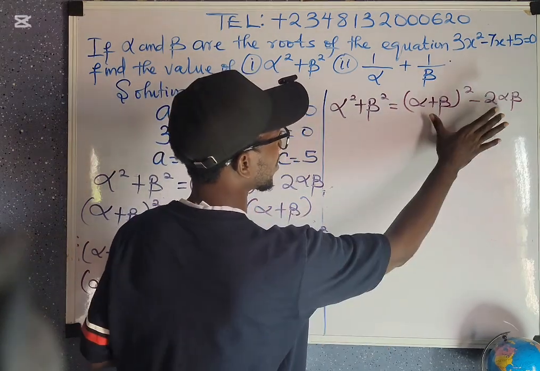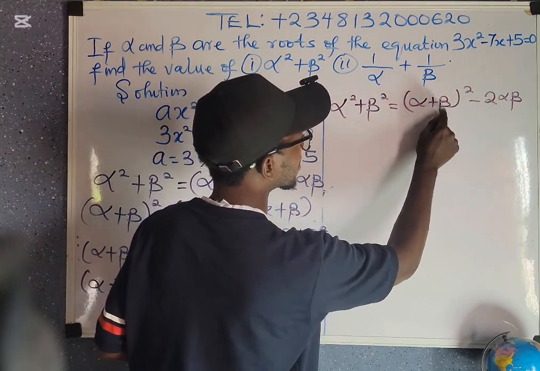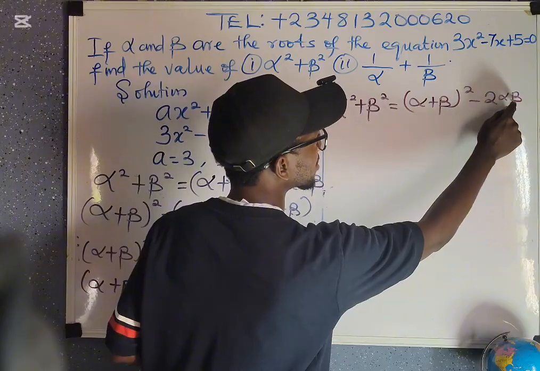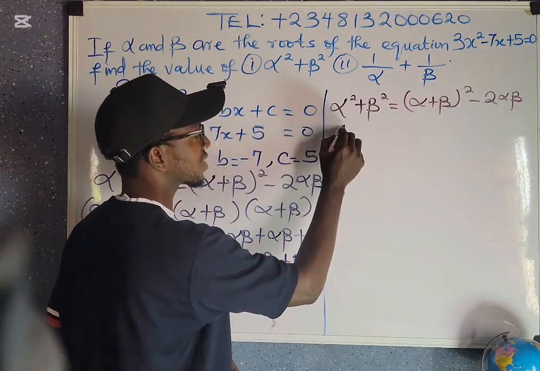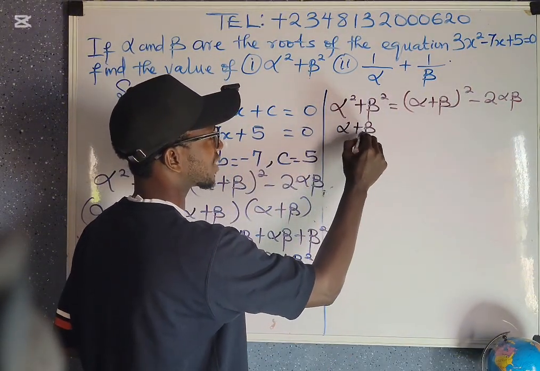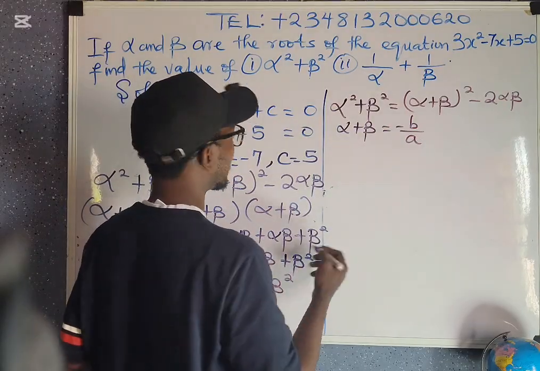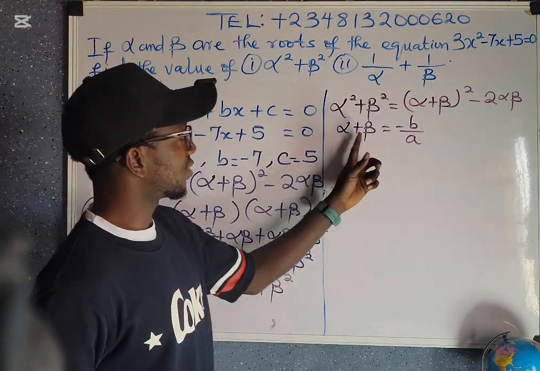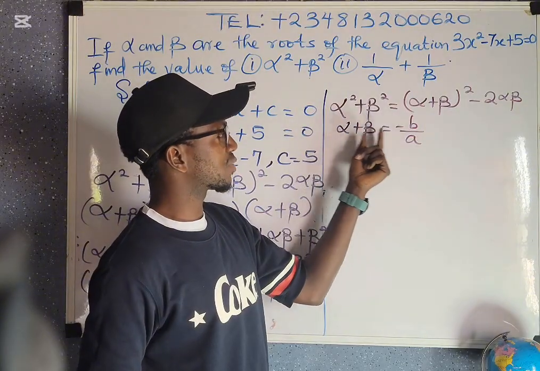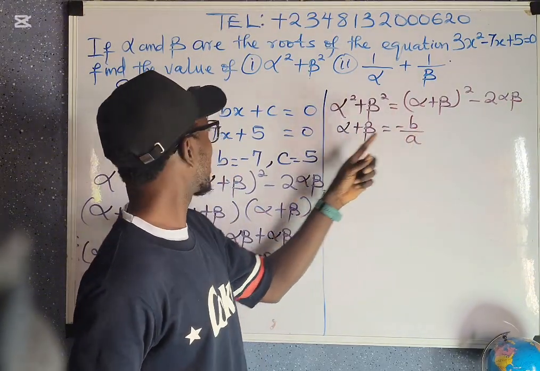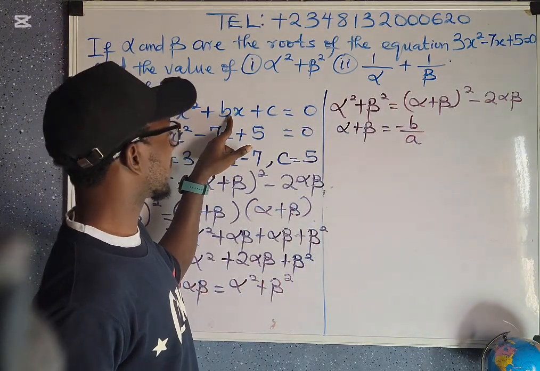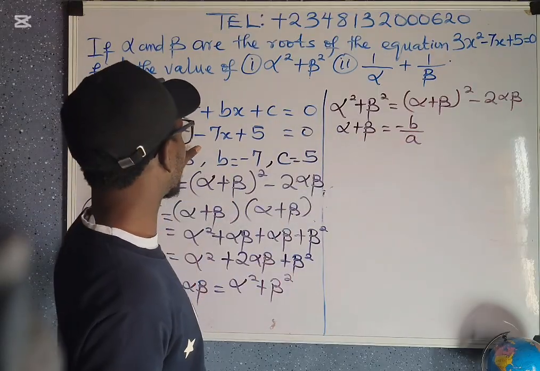Now, if you look at what we have on the right-hand side, this represents the sum and this represents the product. So we also need to establish that alpha plus beta is given as minus b over a. Yes, so this is the general representation. When you are given alpha plus beta, it is equal to minus b over a, where b is the coefficient of x and a is the coefficient of x squared.